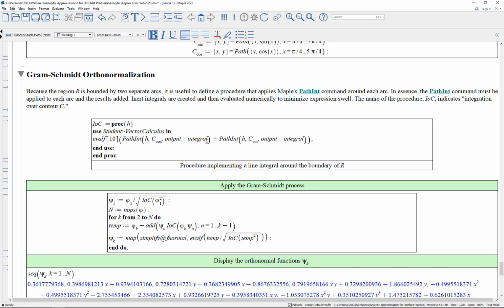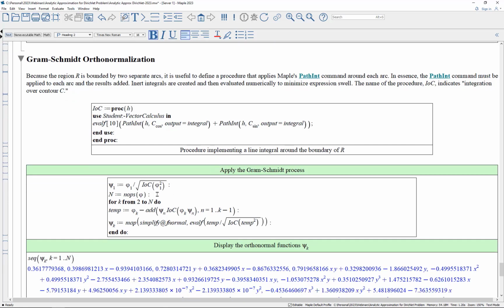And that procedure does the addition over the two pieces for me so that when I define these psi functions, I can use integrate on the complete contour instead of having to write these two separate path int commands. But the process is the same. Get the length, divide by the length, and you get psi 1. Count up the number of items in the list of phi functions. Subtract off pieces of the next phi function that's along the previous phi functions. Then get the length, divide by the length so you normalize, float everything so that you don't have expression swell. The simplify and F normal knocks out stuff that should be 0.